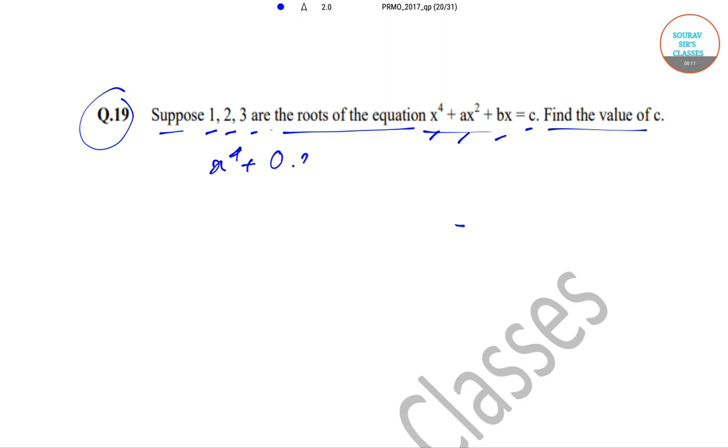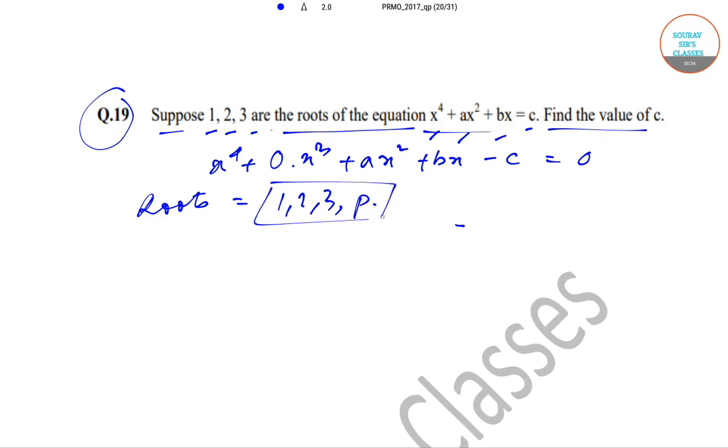plus 0 into x cube plus a into x square plus bx minus c is equal to 0. Now the roots are taken as 1, 2, 3, and let the last root be equal to p. Okay, these are the 4 roots. So now the sum of the roots is basically equal to 0. So 1 plus 2 plus 3 plus p is equal to 0. So that implies that p is basically equal to minus 6.